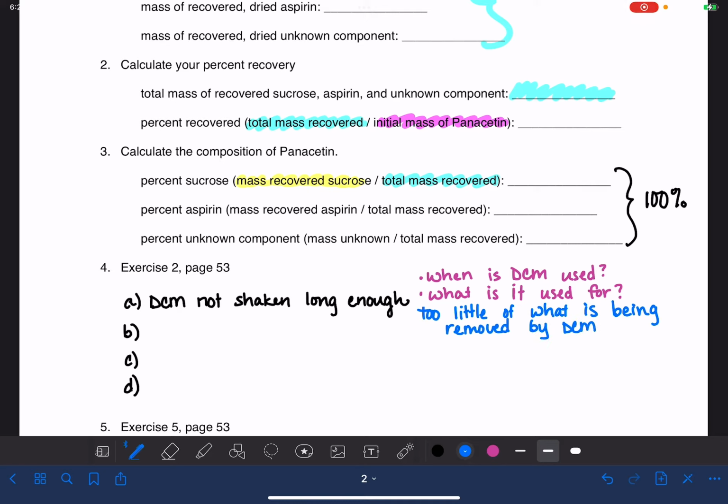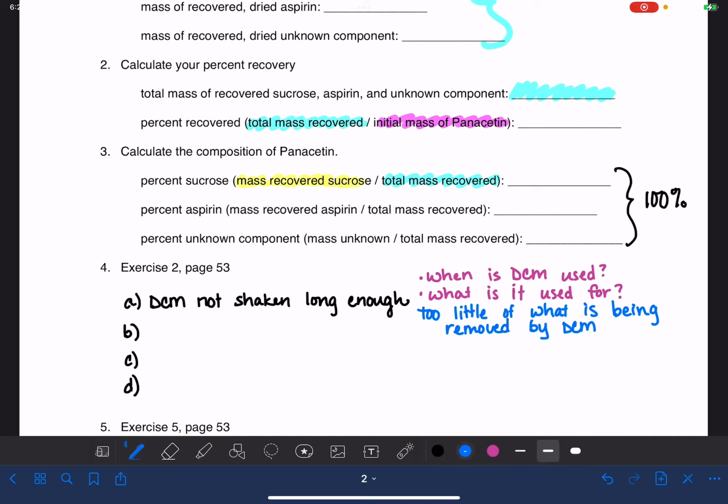So that's going to result in too little, or too low of a percentage, of whatever chemical it is that's being removed by the dichloromethane. And your job is to identify what that substance is. Is it the sucrose? Is it the aspirin? Is it the unknown? Or maybe it's 2 of these 3.